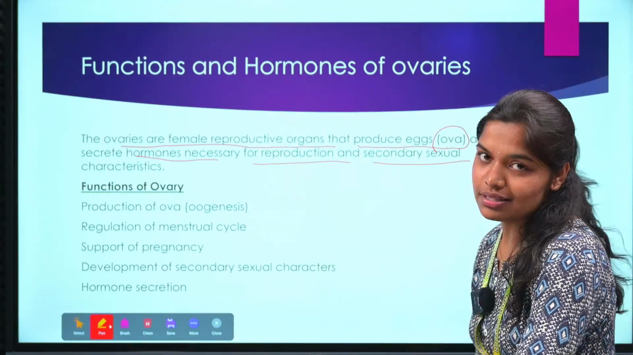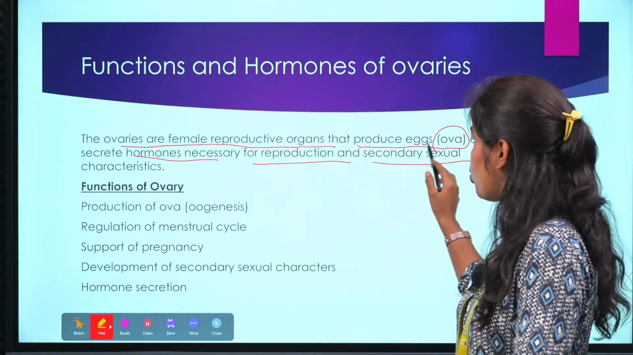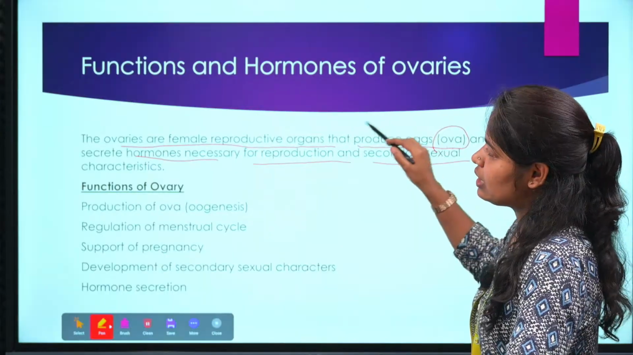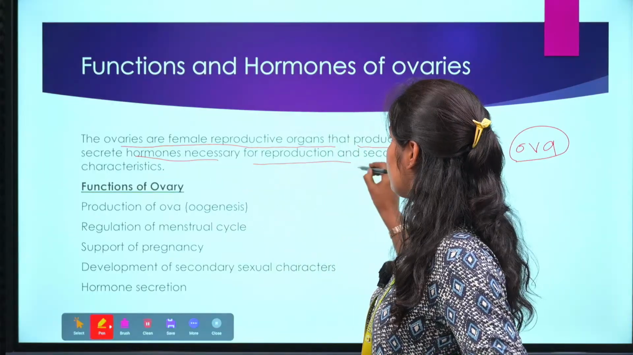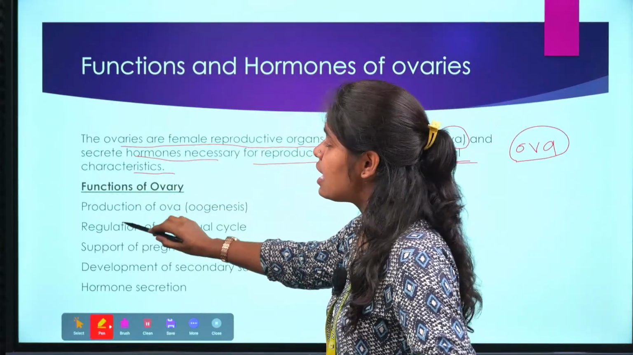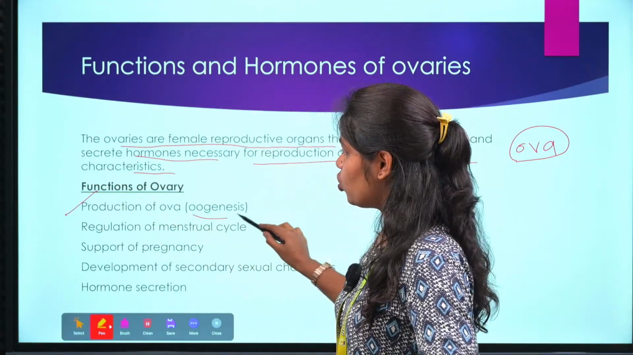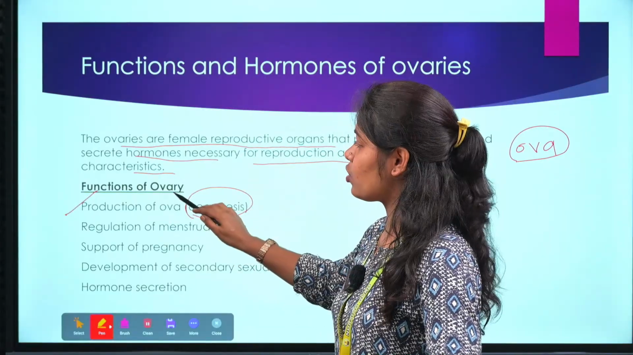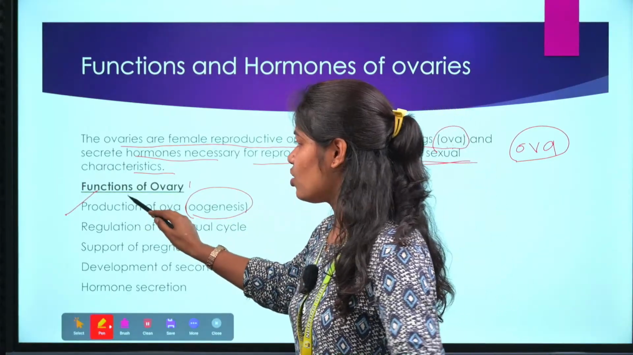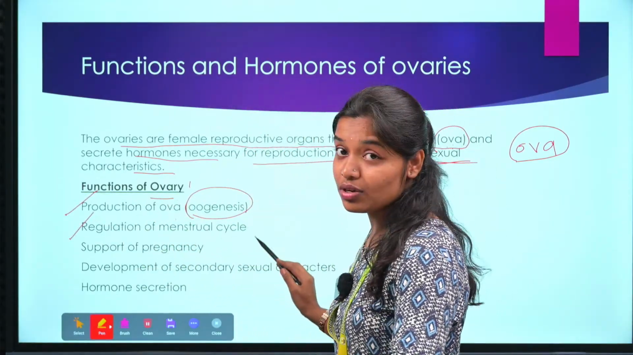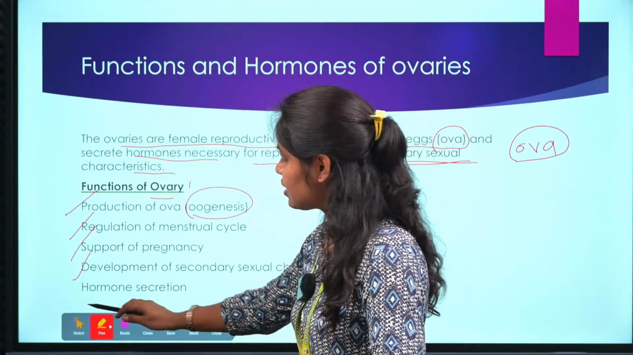The ovaries are the female reproductive organs. They produce the egg, which we call ova, and secrete the hormones necessary for the pregnancy, and also produce the secondary sexual characteristics. The function of the ovary is to produce the ova; the production of the ova from the ovary is called oogenesis. The ovary also helps to regulate the menstrual cycle, support the pregnancy, develop the secondary sexual characteristics, and secrete hormones.